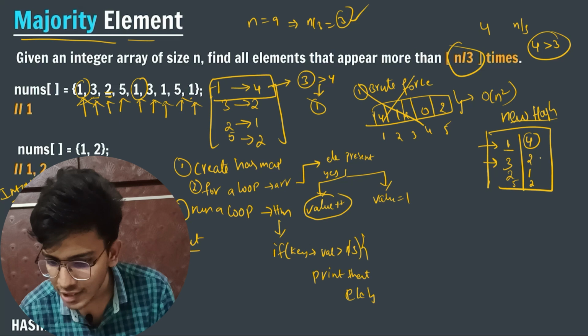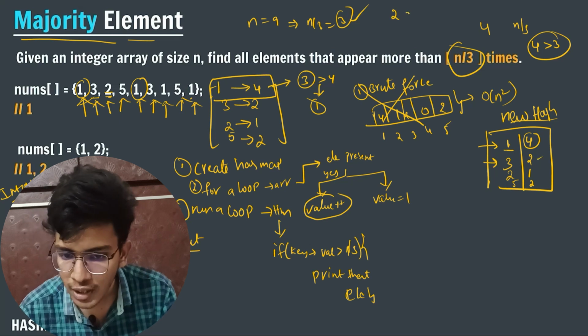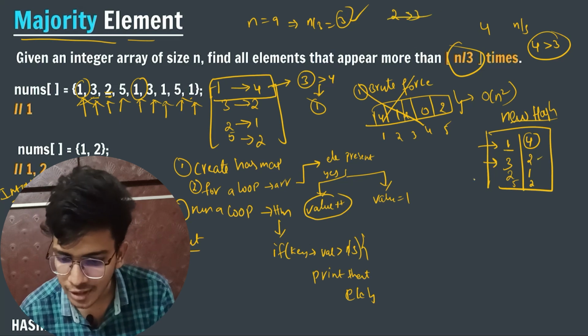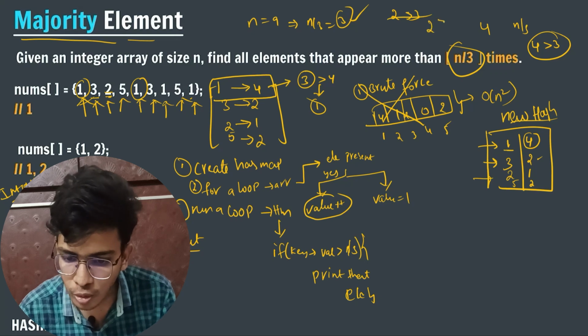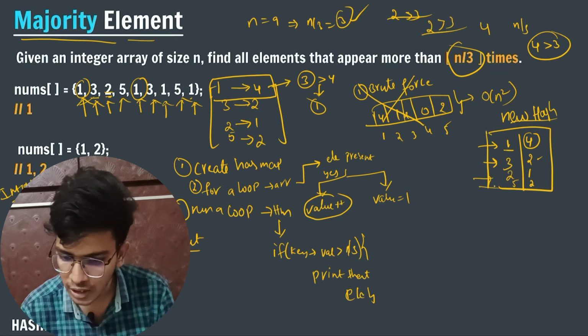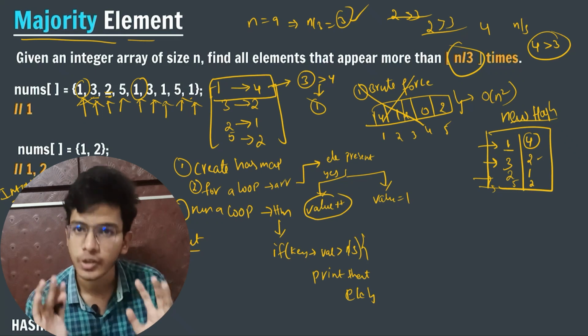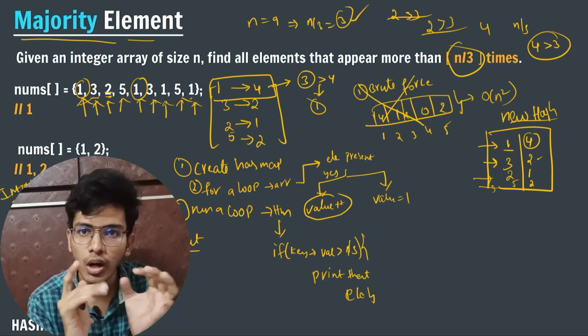After that I will go to next. So here you can see that 2 is not greater than 3. Okay, I will move to the next element. Again 2 is not greater than 3. I will move to the next element. Like this I will iterate and I will check. So I hope you have understood the overall working.